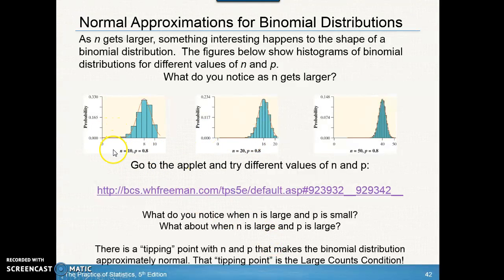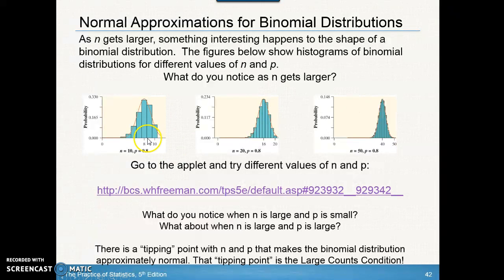If we graph our original distribution, n is 10 and p is 0.8. If you take a look at this graph, it's slightly skewed to the left. Notice over here we changed n to be 20, so we made n larger. We took 20 different samples instead of 10. Notice how my graph is starting to get a little bit more approximately normally distributed. When I change n to be 50, my binomial distribution looks very similar to a normal distribution.